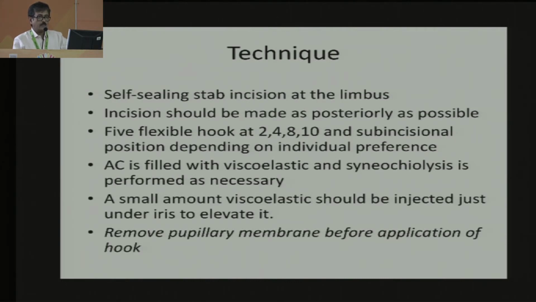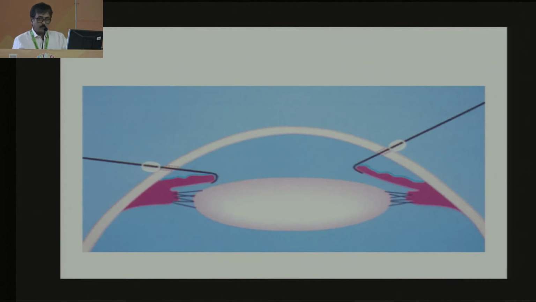I think everyone knows how to use the iris hook now. Make a self-sealing stab incision in the limbus, as posteriorly as possible, otherwise it gives a tenting effect. Five flexible stab incisions are very important. The AC should be filled with viscoelastic, and synechiolysis or pupillary membrane peeling done before the iris hook, because otherwise it can tear the margin. A small amount of viscoelastic under the iris is the key. In this picture you can see that if you put the hook more corneally, it will tent. The ideal is this: put the iris hook in the limbus.